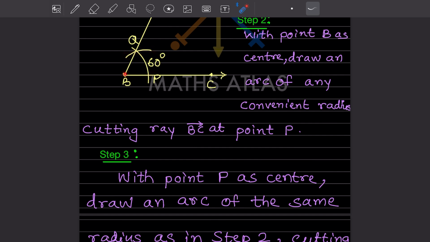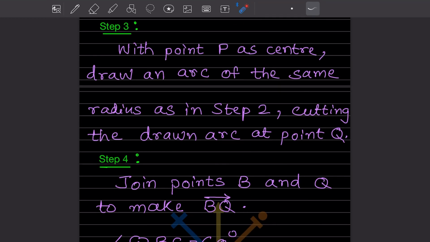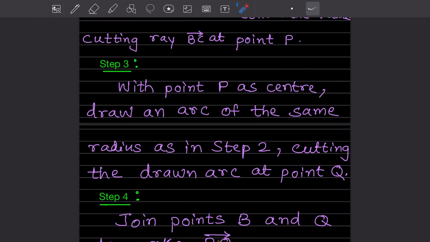Again I repeat, from here you take the convenient radius and draw an arc, then you take the point and you are not going to change the distance, using the compass. You know that the compass has one end with a pencil point and the other a normal point. Then you cut it at this point and join points B and Q to make BQ.